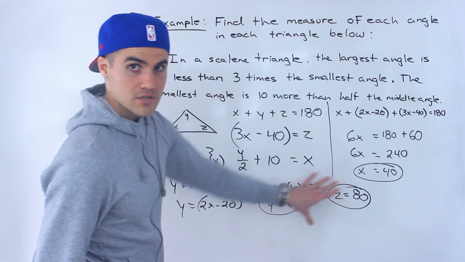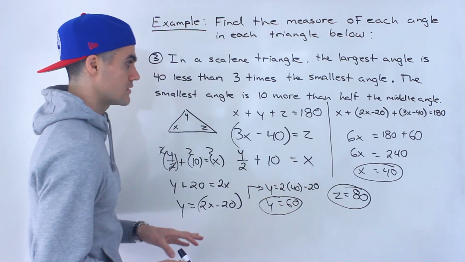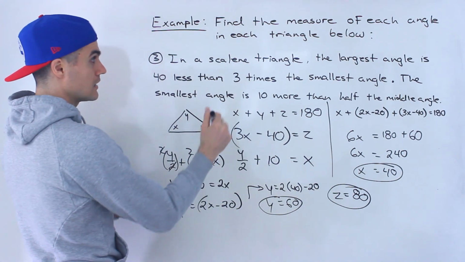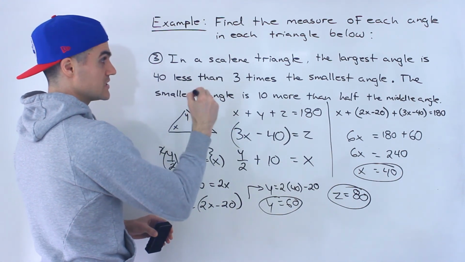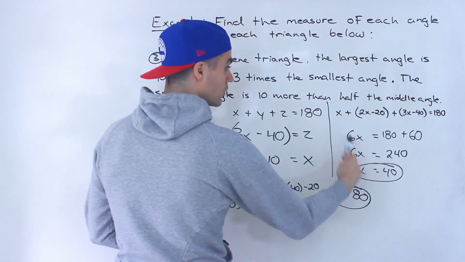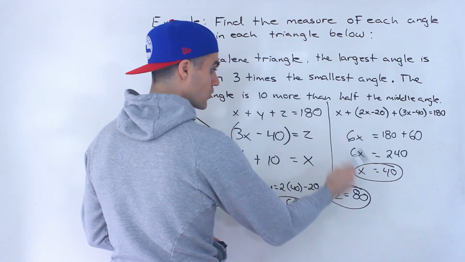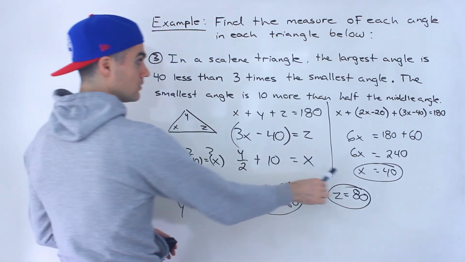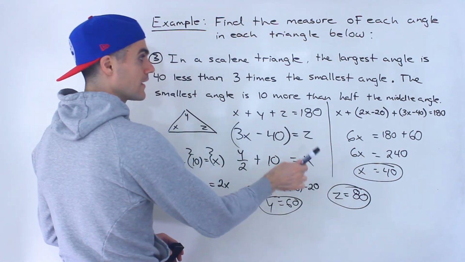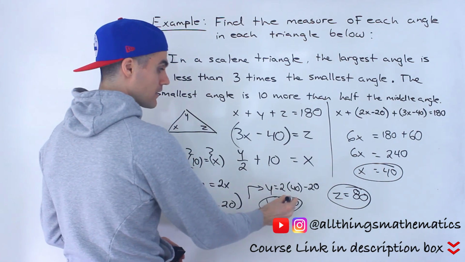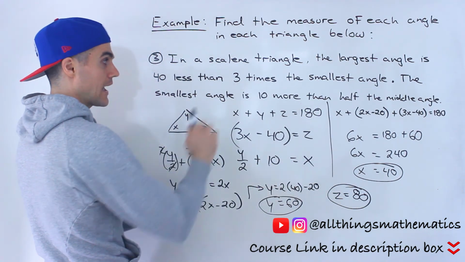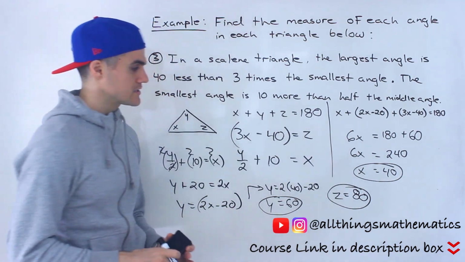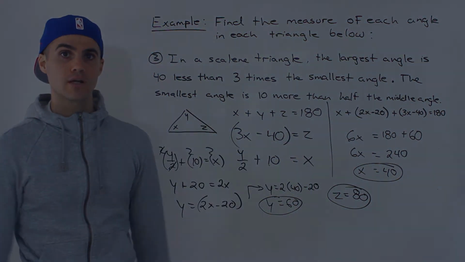Right, so those are the 3 angles for this triangle here, and then you could test it. All of them sum up to 180. The largest angle is 40 less than 3 times the smallest angle. So the smallest angle multiplied by 3 is 120, subtract 40 gives us the largest angle, which is 80. Then the smallest angle is 10 more than half the middle angle. So if we take the middle angle, divided by 2, which is 30, add 10, we would end up with 40. So everything checks out, and those are the 3 solutions.